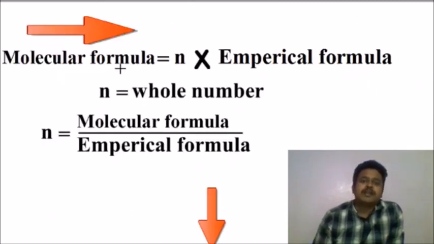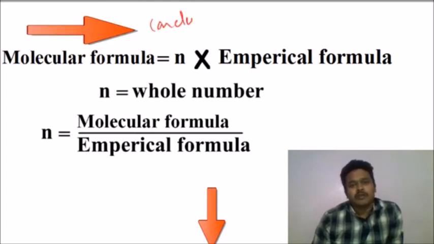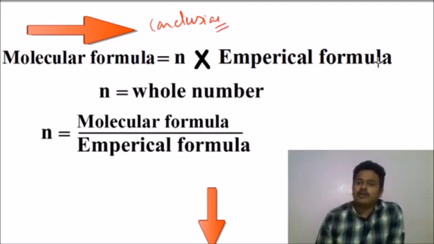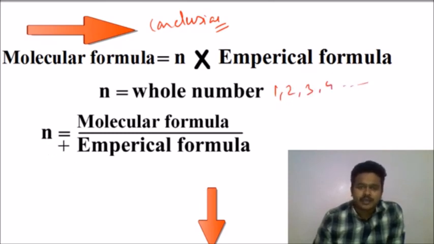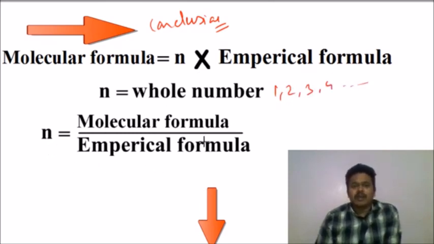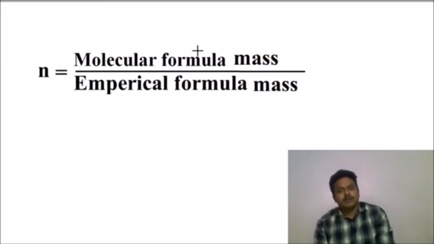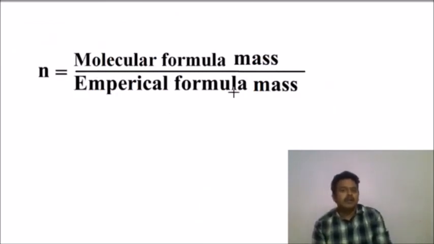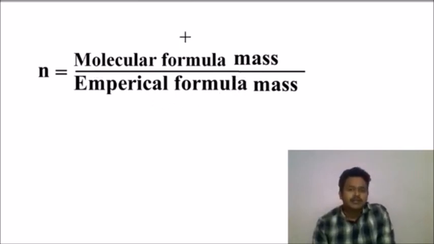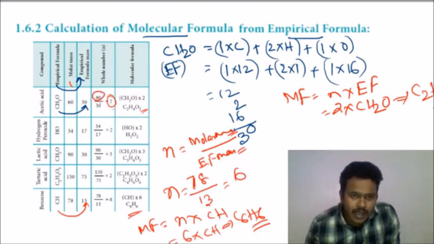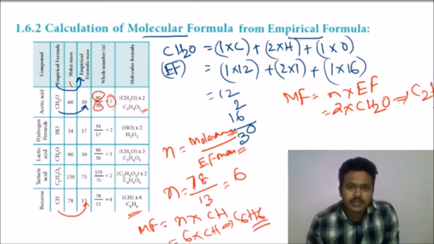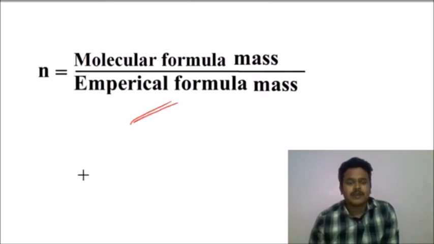Next one. This is the conclusion. Whatever we studied till now: molecular formula is equal to n into empirical formula. Here n is a whole number, that means 1, 2, 3, 4, etc. n is equal to molecular formula mass by empirical formula mass. See here, this is molecular formula mass by empirical formula mass. That only I am writing separately here.